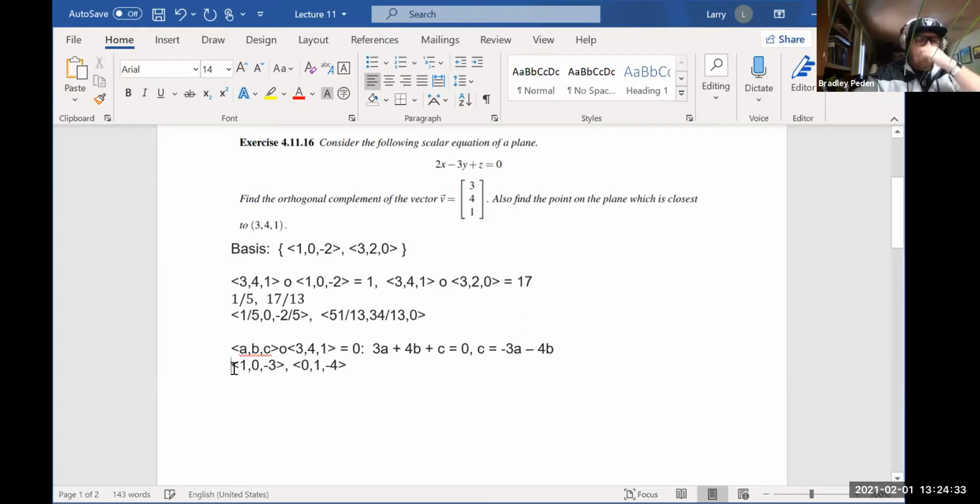So then I guess I should put these in little curly braces and write span. Let's try again. So the span of the set {(1, 0, -3), (0, 1, -4)} will be the orthogonal complement of the vector (3, 4, 1). Anyone lost on that idea?